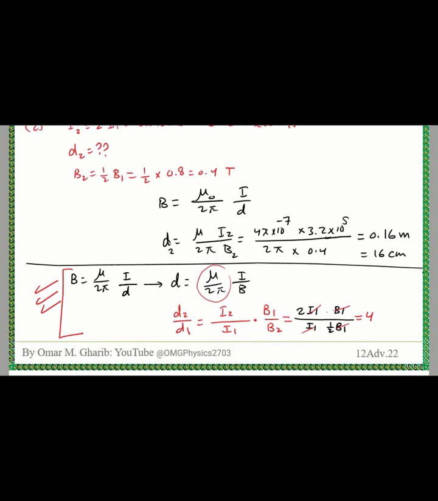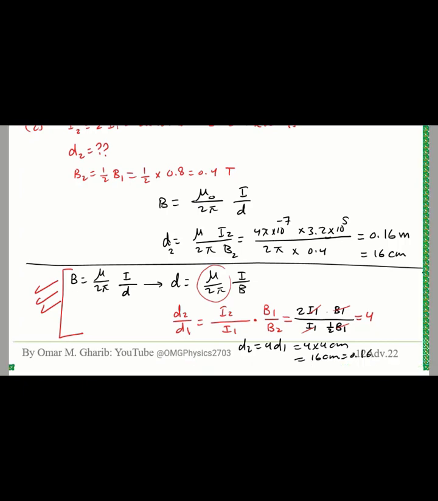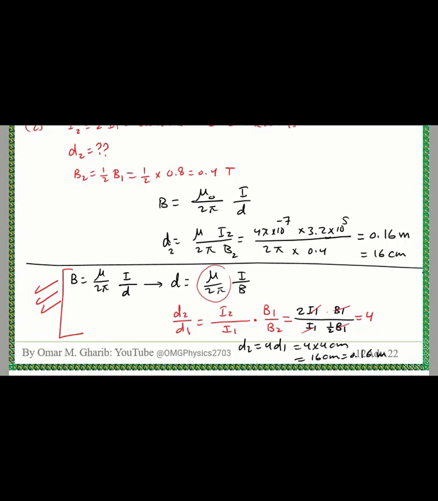So d2 equals 4 d1. 4 times 4 centimeters, it is 16 centimeters or 0.16 meters.